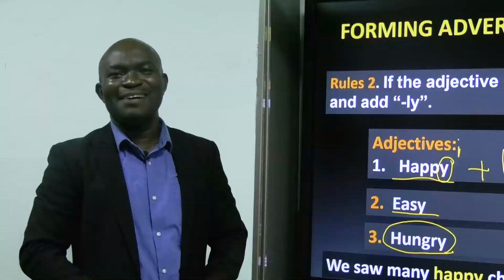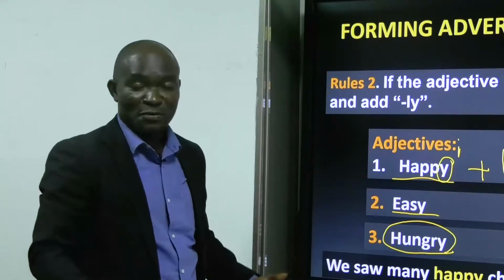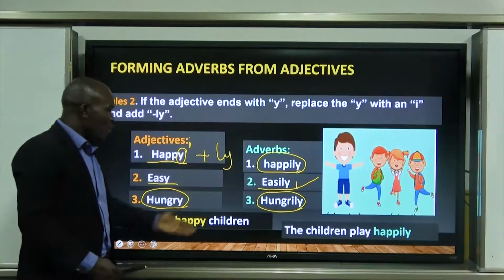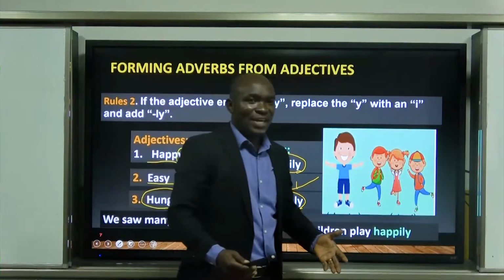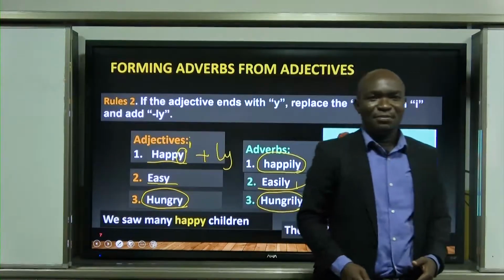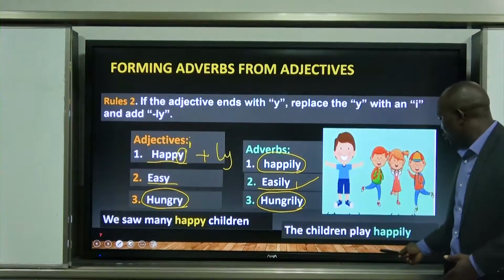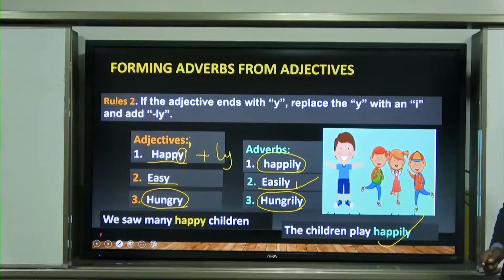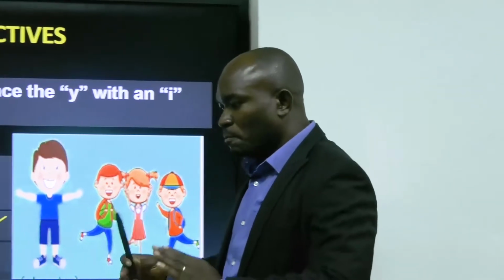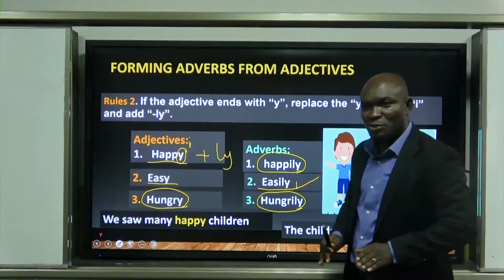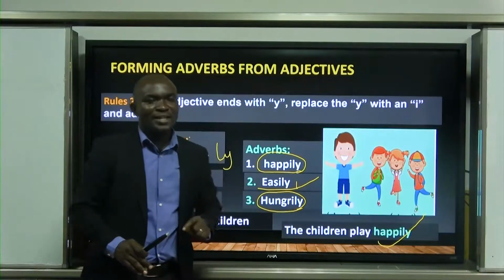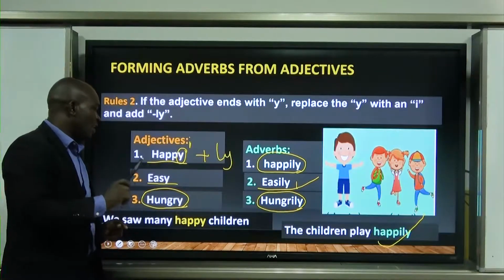So we can say we saw many happy children. What kind of children? Happy children. That's an adjective. But we can also use the word happy as an adverb. In this case, we say the children play happily. How are they playing? They play happily. So if you follow the rule I just told you about, if the adjective ends with a y, you change the y to an I and add ly.